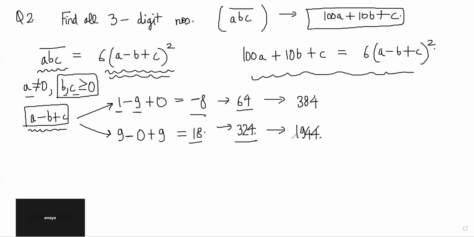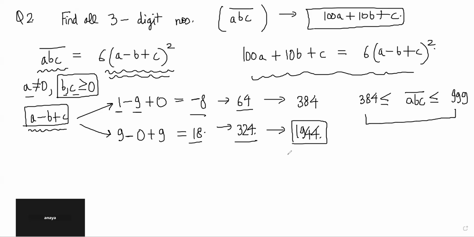Notice that this upper limit is even becoming 4-digit, so you need only 3-digit numbers. So our number has to be between 384 and 999, because otherwise it will become 4 digits after that. So we are getting 384 is less than or equal to our number, less than or equal to 1944 technically, but actually less than 999.